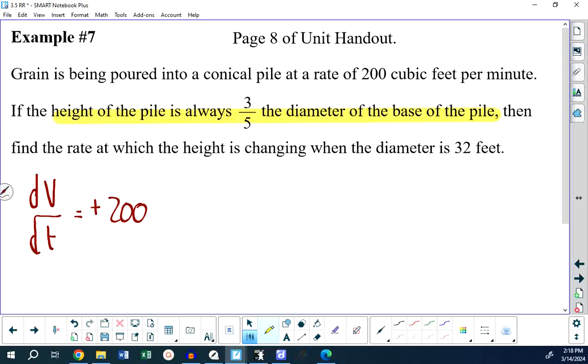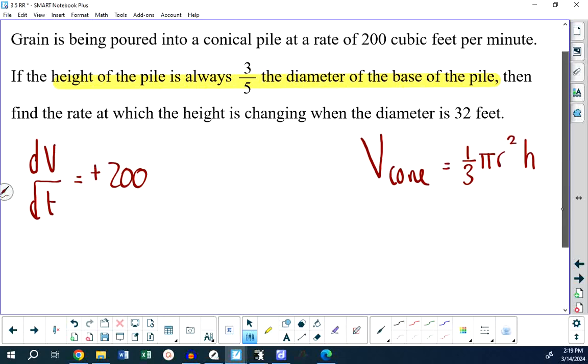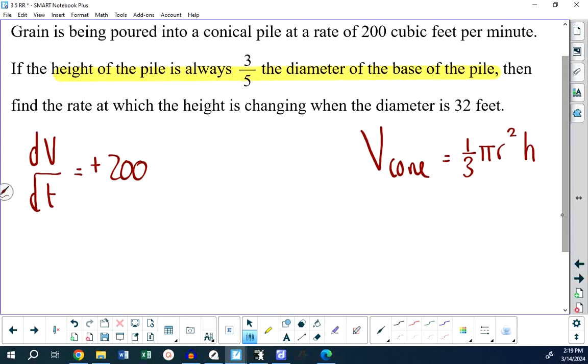But the volume of a cone turns out to be 1/3 pi times the radius squared times the height of the cone. And this is not a geometry course. We don't need to prove that. That's a fact. So the formula that we're going to be using will have to be this volume formula. And the question is, what is the rate at which the height is changing?